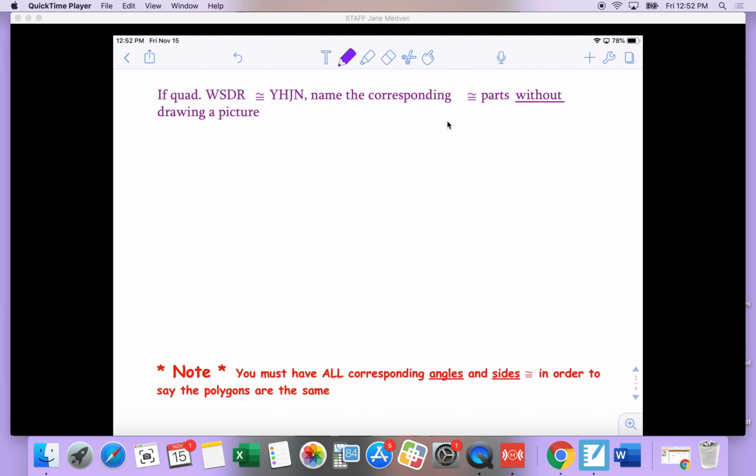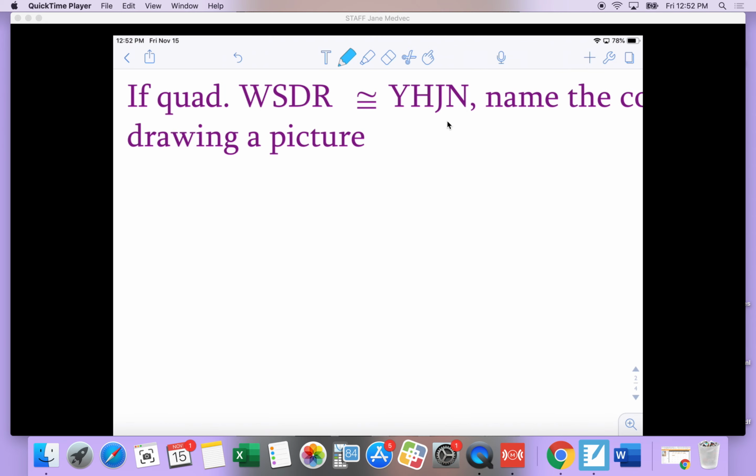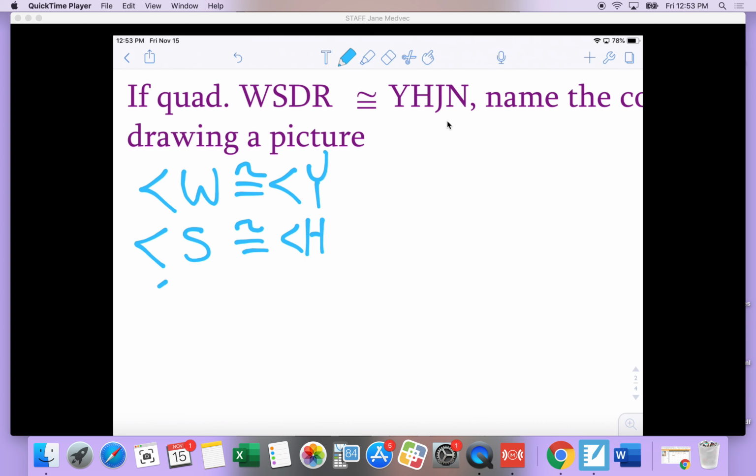If quadrilateral WSDR is congruent to YHJN, name the corresponding congruent parts without drawing a picture. So what you're going to do on this, I always name the vertices first. So angle W then is congruent to angle what? Y. Angle S is congruent to angle H. Angle D is congruent to angle J. And angle R is congruent to angle N.